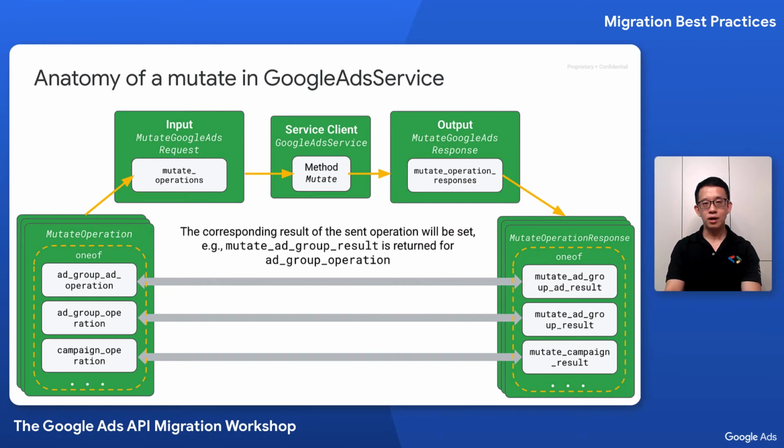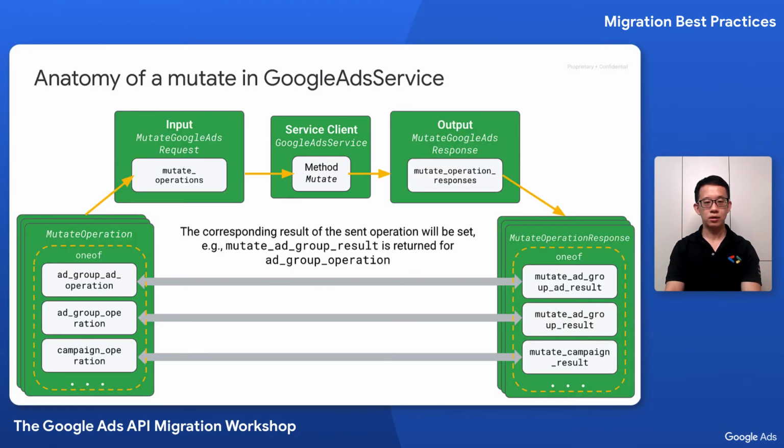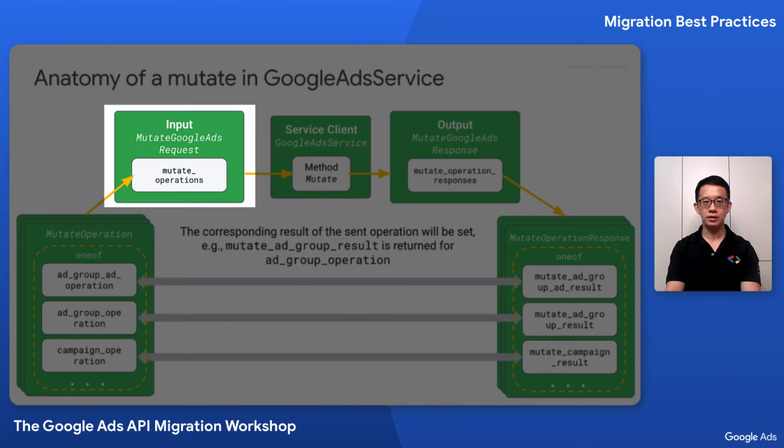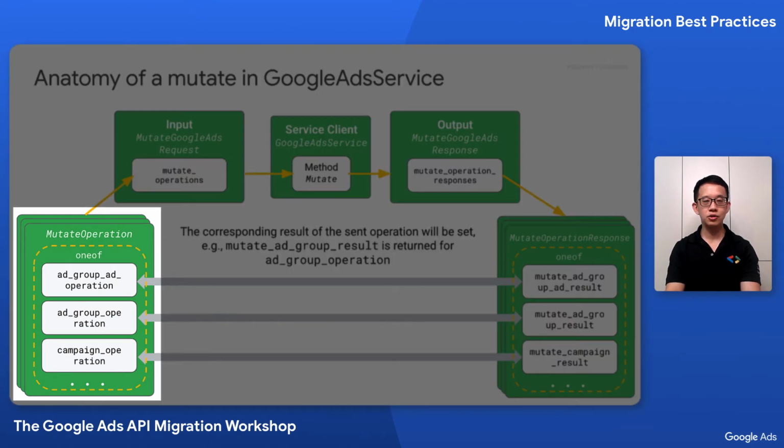As for the anatomy of a mutate in the Google Ads service, this is similar to a single resource service with subtle differences. In the middle, again, we have a mutate method as the method that we want to send a request to. Here, the input is MutateGoogleAdsRequest consisting of multiple objects of MutateOperations. In each MutateOperation, there is a one-of field which can be either of AdGroupAdOperation, AdGroupOperation, CampaignOperation, and so on and so forth.